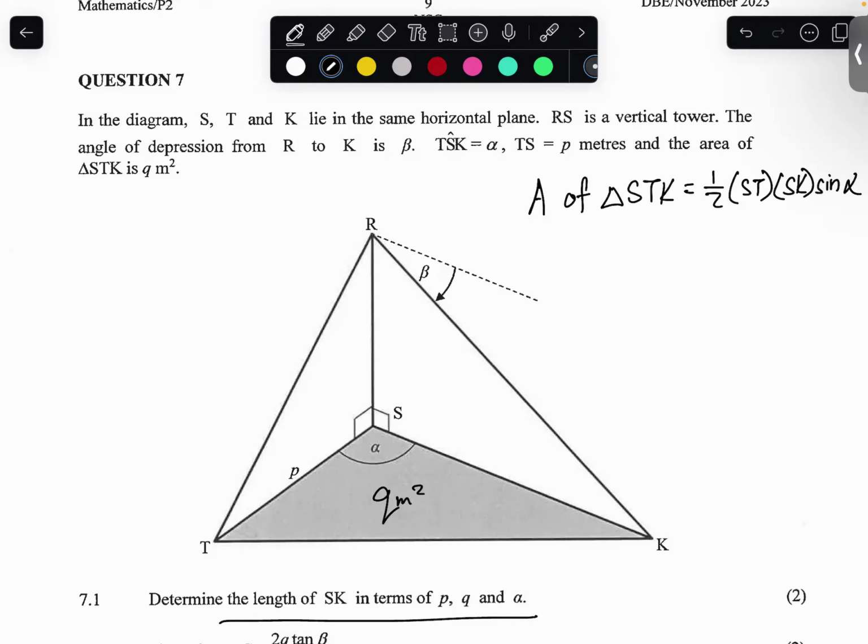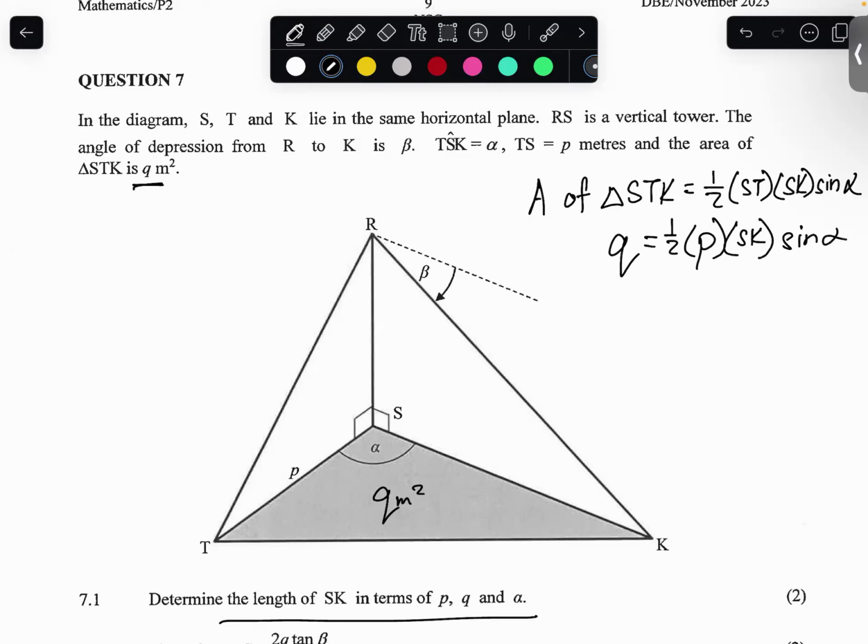So again, when they're talking about area, the formula or the rule, I hope you know it, is a half into two sides, the sine of those two sides' included angle. All right. So these are the two sides that they're talking about, right? But now I have this because they gave it to me in the information. It's Q. It's equal to a half into ST, they told me is P. SK is what I'm looking for. And sine of alpha is sine of alpha. There's nothing I can do.